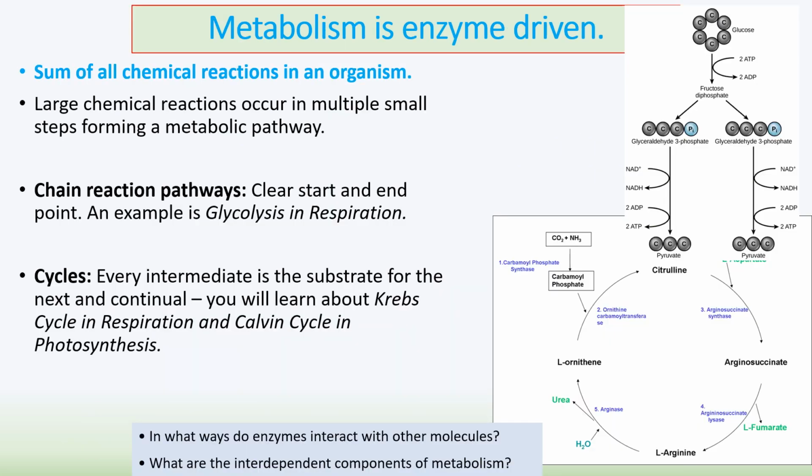Metabolism is enzyme driven. As we said before, it can be a series of reactions with multiple steps. The enzyme will convert the substrate of one reaction into the product. That product is then the substrate for the next enzyme, and so on. You can see that here: this enzyme creates a product, which goes to the next enzyme. That can be a chain reaction, such as glycogen here, which goes down a straightforward linear chain, or it could be a cycle, such as the ornithine cycle or the Krebs cycle.